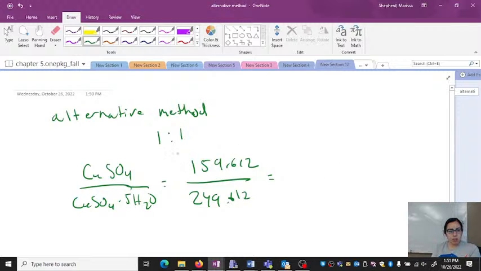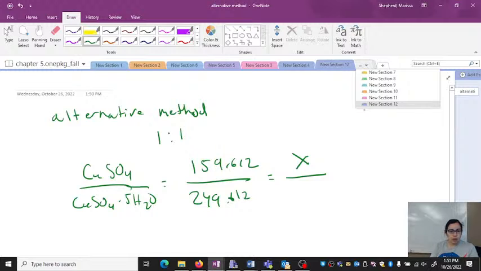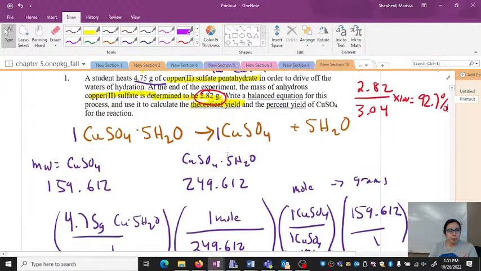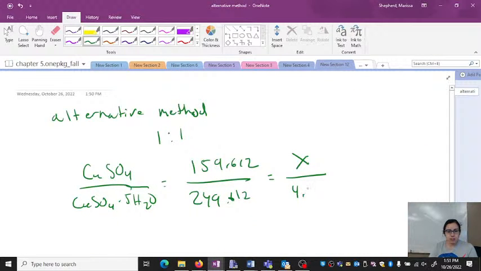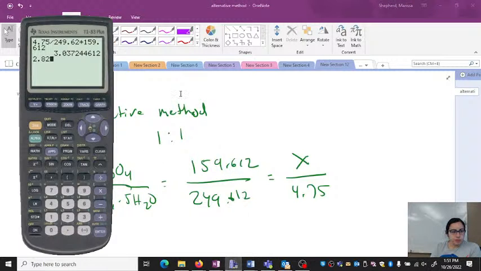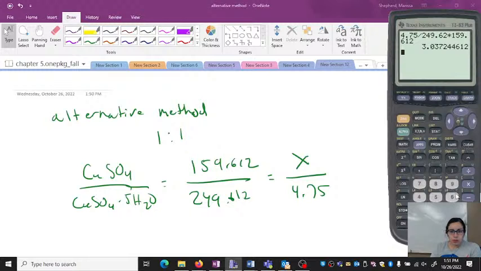And then we could set it up so copper sulfate's on top. So this would be X, because that's what we're trying to find. And then we can put our weight of our starting material. So that was 4.75. And so this is the same thing that we do with the stoichiometry. And so just to prove it, 159.612 times 4.75, then divided by 249.612. And so that also gives you the same answer.